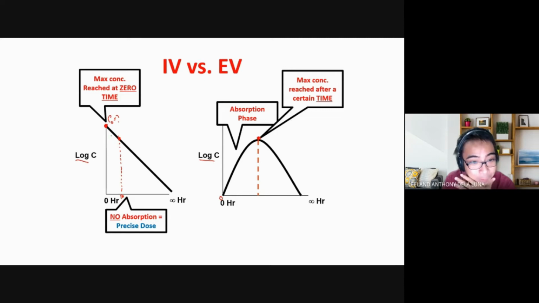So what do we do? We assume the value. How do we assume? We compute. Kung hindi compute, class, kung masipag ka mag-plot, we do back extrapolation.